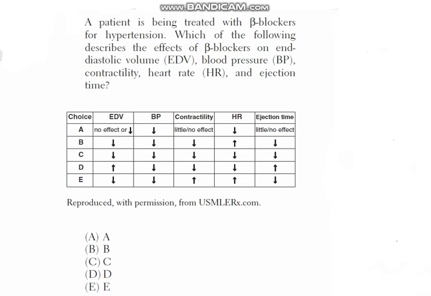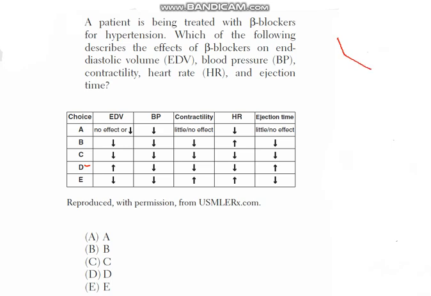D, increase in end-diastolic volume, decrease blood pressure, decrease contractility, decrease heart rate, and increase the ejection time. So I think D is the right option till now. E, decrease in end-diastolic, no, it increases the end-diastolic volume. So how does it increase the end-diastolic volume?